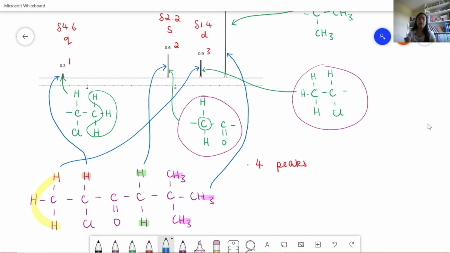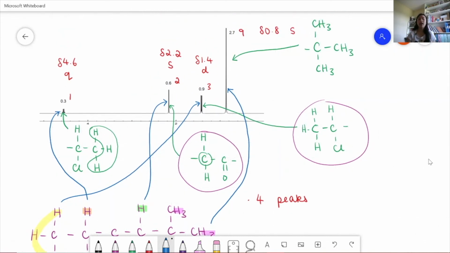For this example, it's a bit harder because we actually didn't have any of those except for the 3 methyl groups that we had on the carbon. And that's quite a nice one to remember, because that's the only way that we can have 9 hydrogens being in the same environment and also for it to be a singlet peak.